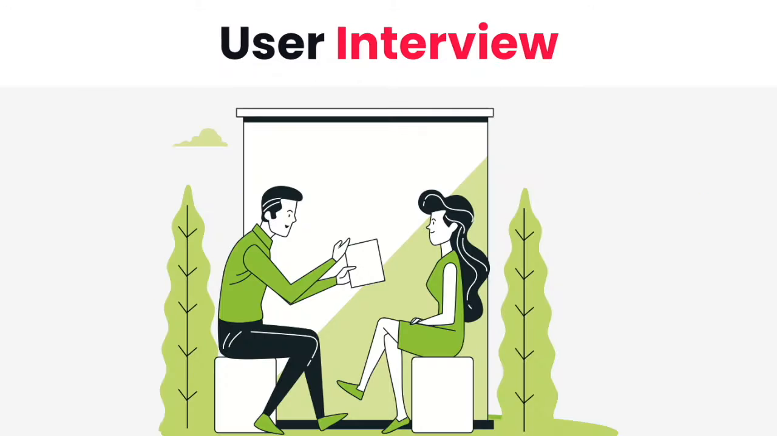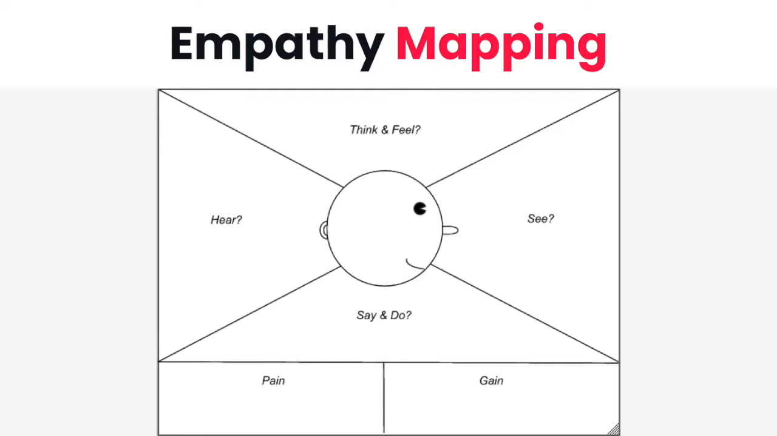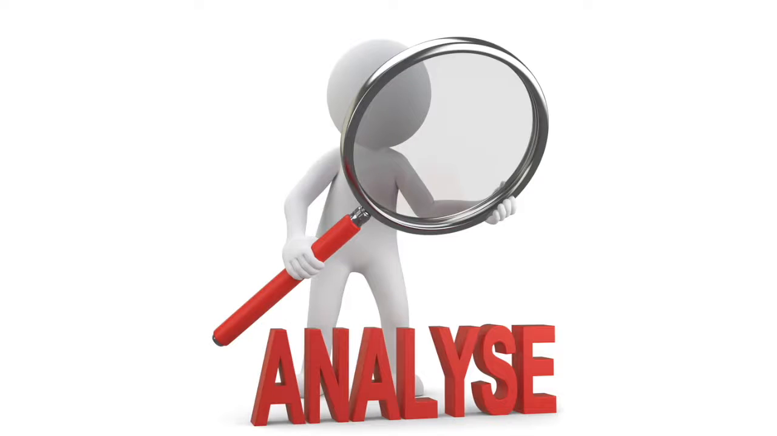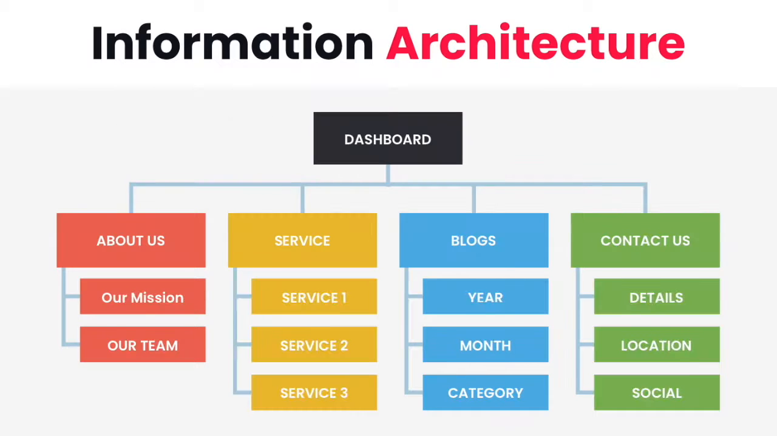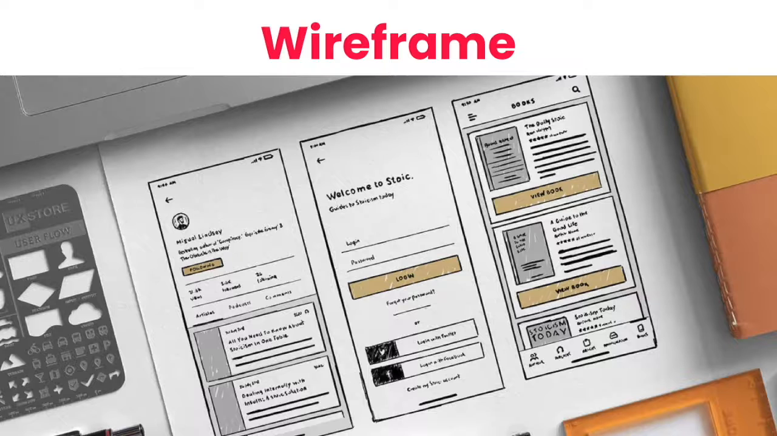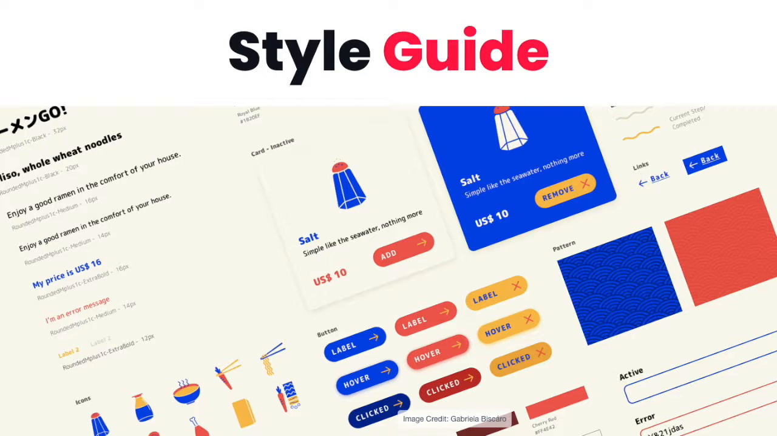You will have to conduct user interviews and surveys, and define personas and empathy mapping. After that, you will analyze it. You will create a user flow and an information architecture, and then you will create the wireframes. After the wireframes, you will come to the visual design. There you will first create a style guide, and then create all your designs using the style guide. We show all these methods in our portfolio, to show how we solved this problem.